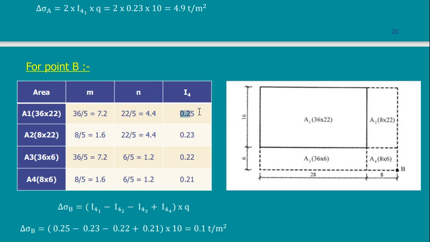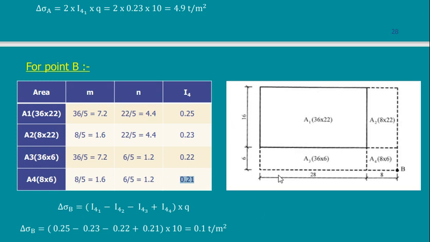This is the first I4 I calculated for the big area. I will put it here. Minus I4 for the second area. Minus I4 for the third area. Plus I4 for the fourth area. This will give me the total I, and then I multiply it by Q.